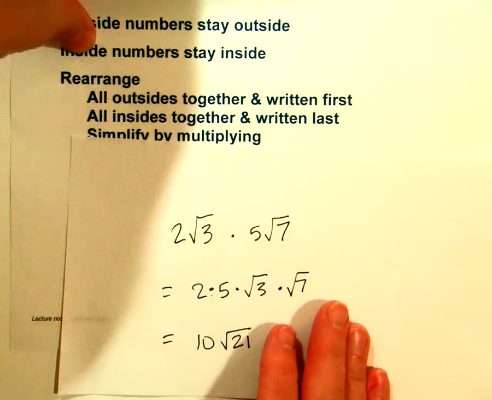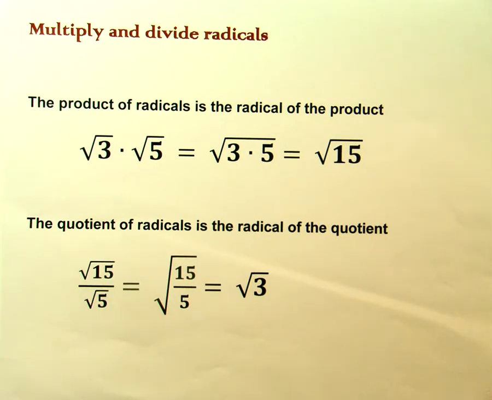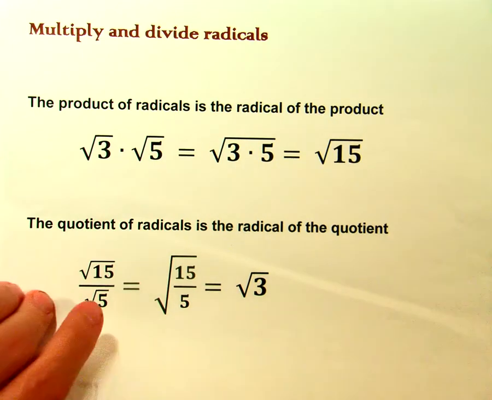Here's the principle that allows us to do it. I think you've already been doing some of those, but you may not have. But make sure you make a note of this. The product of the radicals is the radical of the product. The quotient of the radicals is the radical of the quotient. Okay, you might want to pause and write that down. Let's look at how we do some of these.